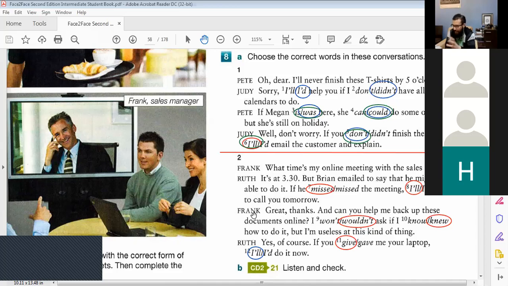Alright, so this is the idea of when to use the first conditional, when to use the second. You need to understand the context. It's quite important. Alright, let's take a look at our next.